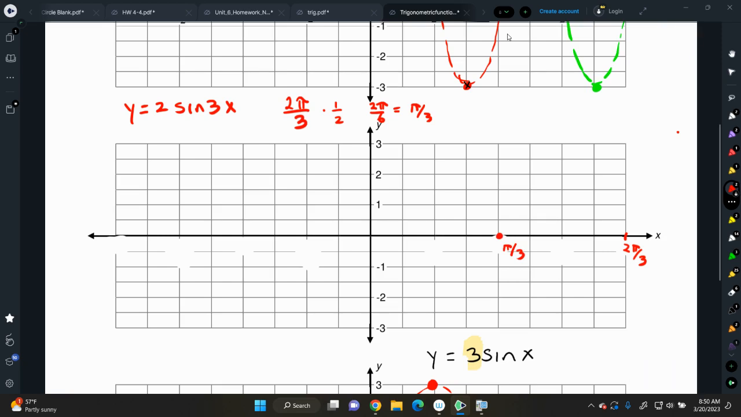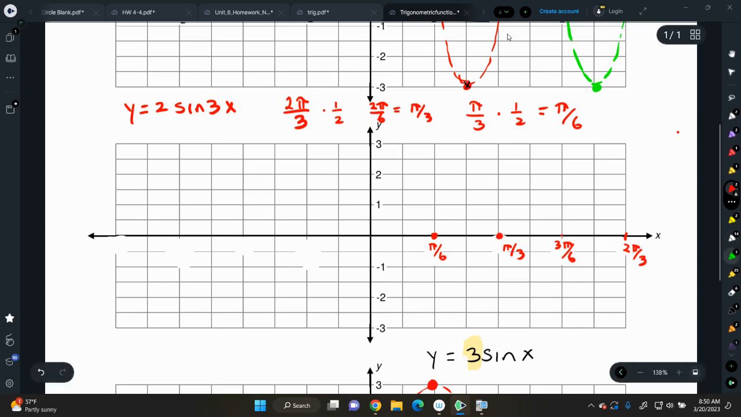Everybody follow me? Okay, now we need to go halfway again. That's pi over 6. So halfway again, right here, pi over 6. Okay, pi over 6, 2 pi over 6, 3 pi over 6, 4 pi over 6.